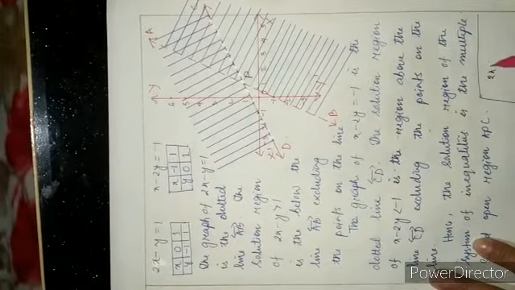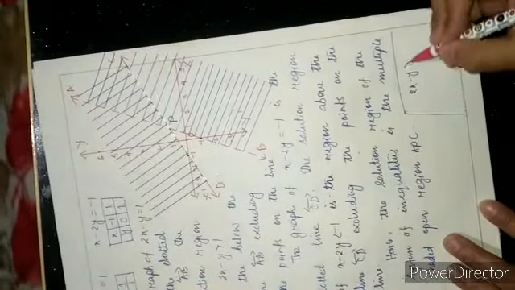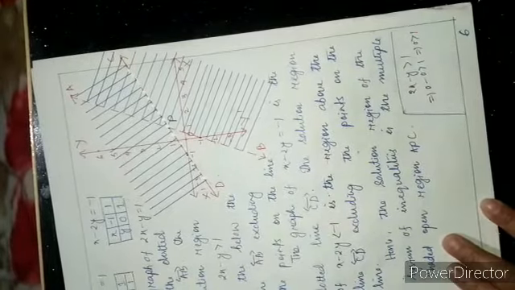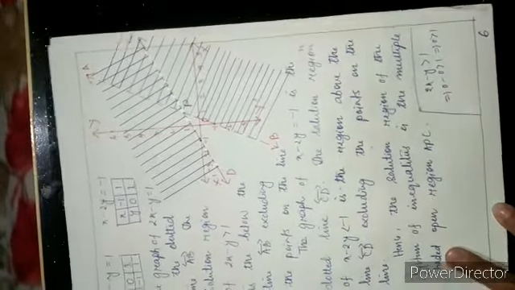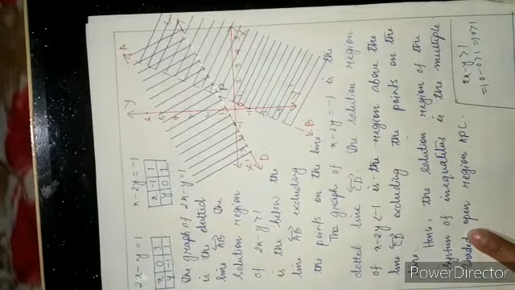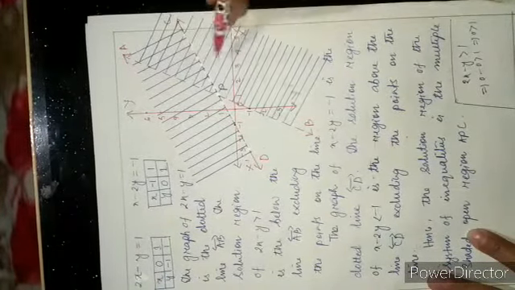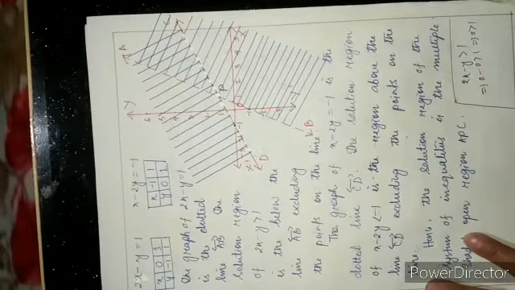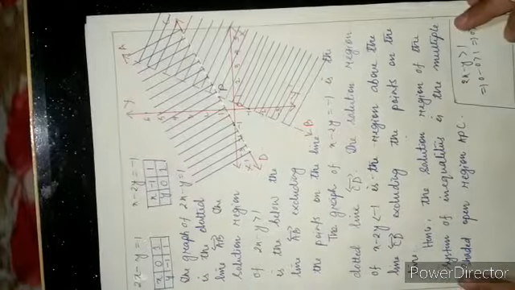Our inequality is 2x minus y greater than 1. Putting 0 for x and y, we check whether 0 is greater than 1. So 0 is less than 1, it is not satisfied. The plane containing not origin, the plane below the line AB is the correct half plane. Since it is a dotted line, points lying on AB are not included.